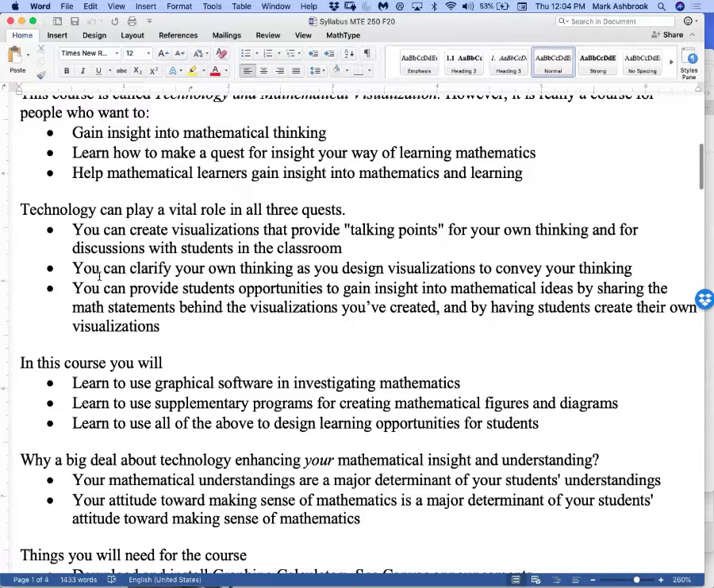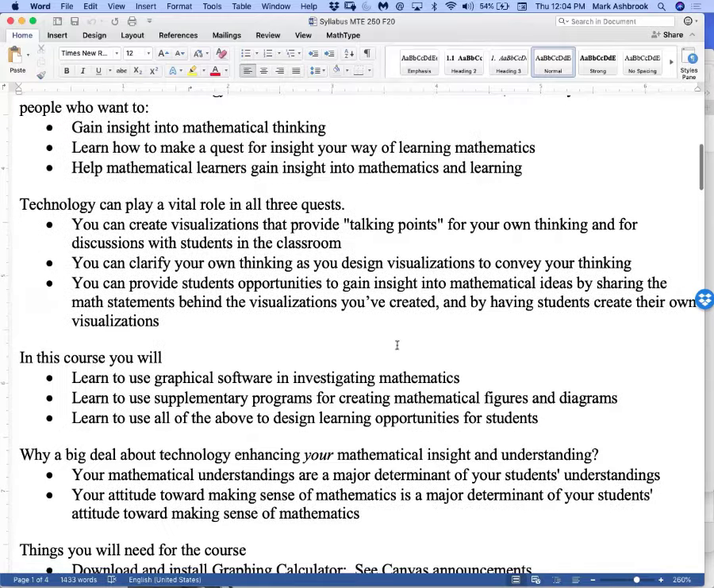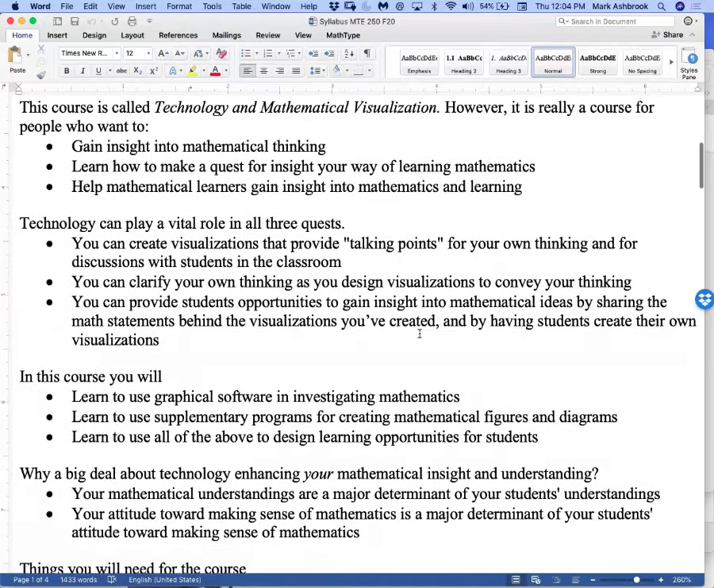The second role is you can clarify your own thinking as you design visualizations to convey your thinking. As you're building visualizations, that takes mathematics. That takes understanding mathematics. And so you'll often reveal your deficiencies or stumbling blocks, and getting over those humps helps you to understand better, clarifying your own thinking. Okay, and then you can provide your students opportunities to gain insight by sharing your visualizations and having them analyze them, or have them create their own visualizations.